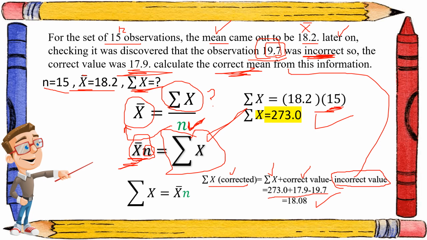Here we have used the math rule. First you have to add, and then you have to subtract. Okay, so we have found the correct mean from this information, and it is 18.08. Okay, let's move further.